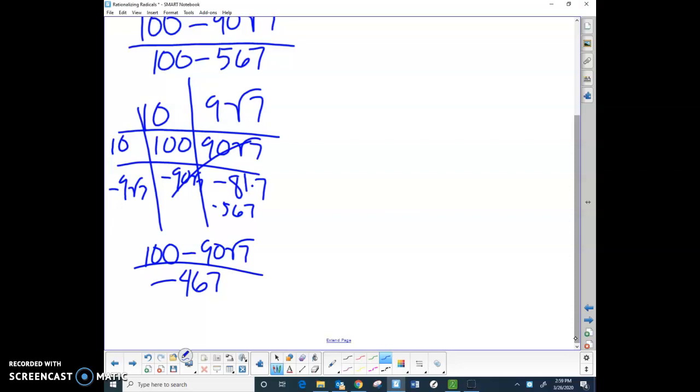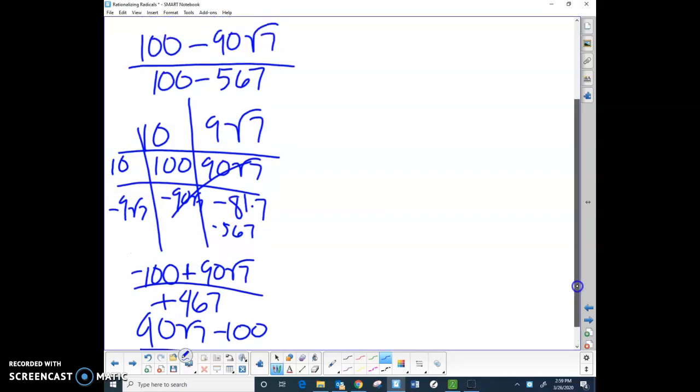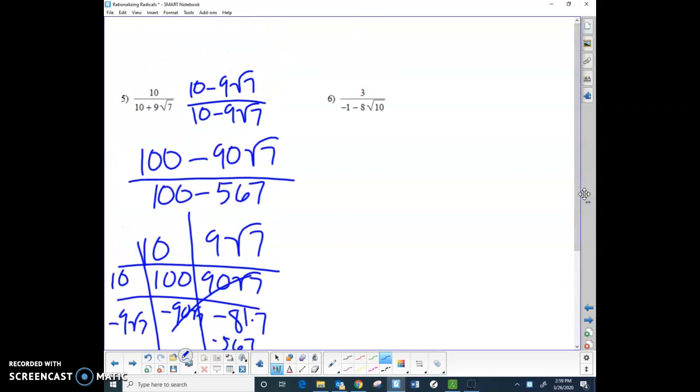So what I actually have is this becomes positive, negative, positive. Okay, so this ends up being 90 square root of 7 minus 100, just so I don't have that negative hanging out front, over 467. This is the rationalized answer. All right, let's try another one.